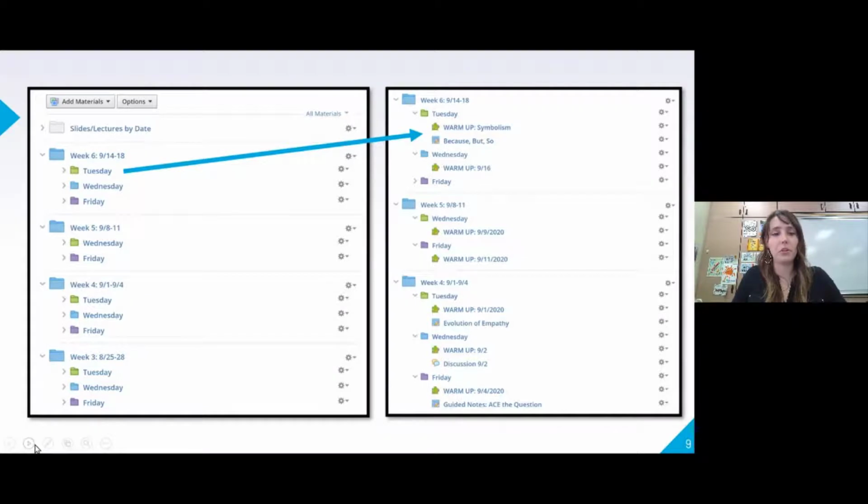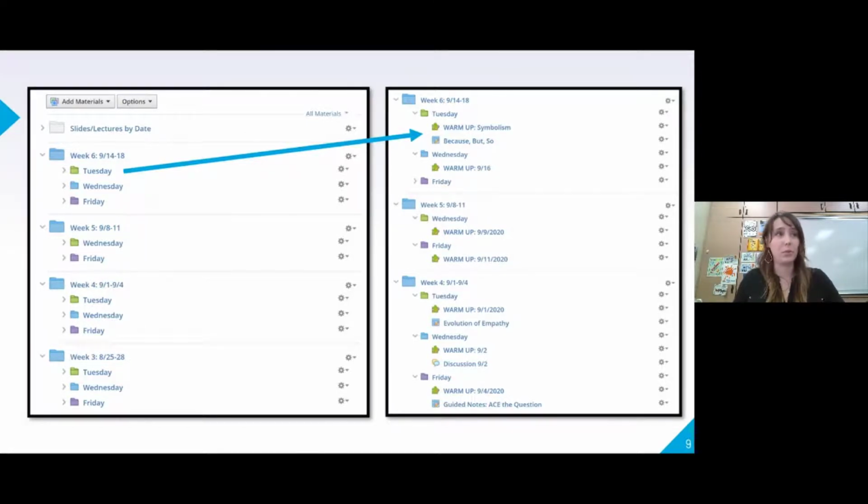Within these weekly folders, I try to keep it super simple for them just because they've already got a lot on their plate. So I break it down by day. I see them on Tuesdays, Wednesdays, and Fridays. And so every weekly folder that I have is going to be in that format. Tuesday, Wednesday, Friday, all the same colors, all the same format. Within those folders, you can see that there is always a warm-up. That helps me with attendance tracking, just so I can see, hey, they did the warm-up at the beginning of the day, they were here on time for class, and then any assignments for that day.